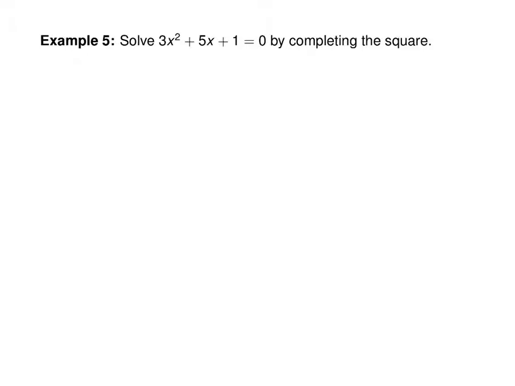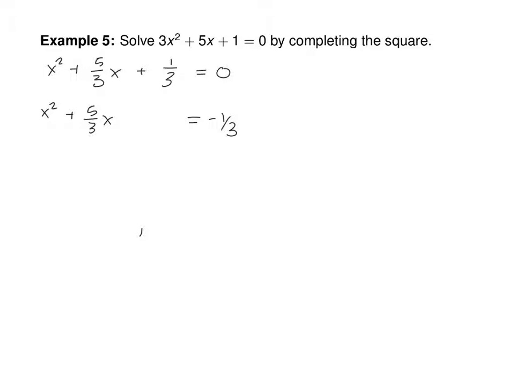Even though this method is really cool, it's also really tedious sometimes, and this is one of those examples. So if you divide by 3, we get x squared plus what? 5/3 x, great, plus 1 over 3 equals 0. Great. So that's x squared plus 5/3 x equals negative 1/3.